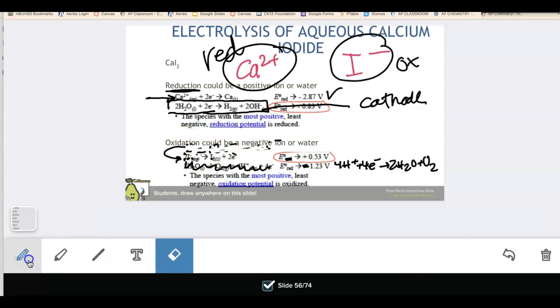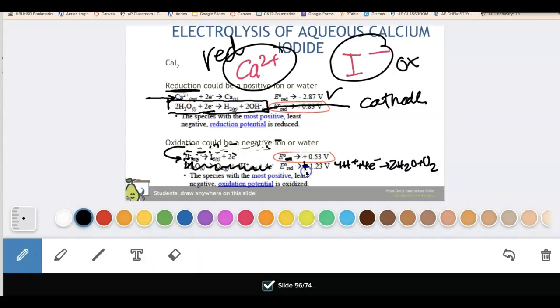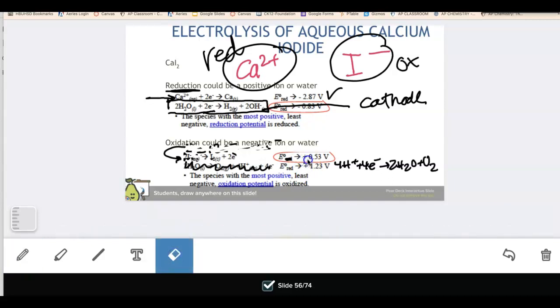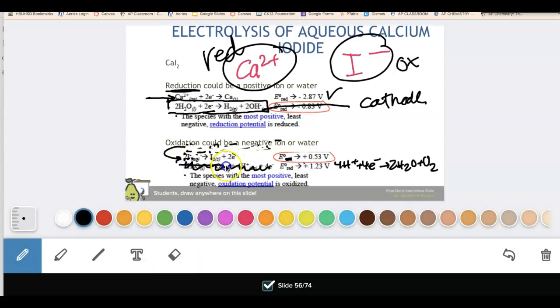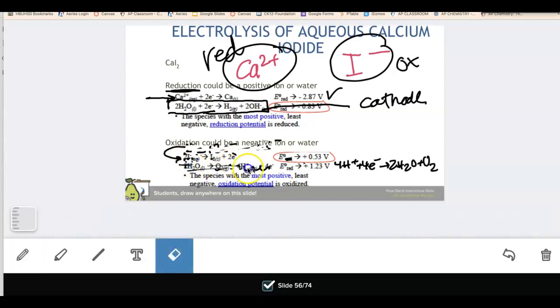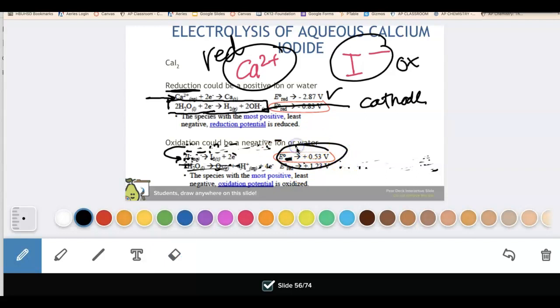And then when I flip this one backwards, I flip this sign, right? Okay. And now I have this guy. So then the question becomes, well, who's going to get oxidized? Well, whoever has the better oxidation potential, which is the iodide. So the iodide will be at the anode, and the water will just sit and float around.